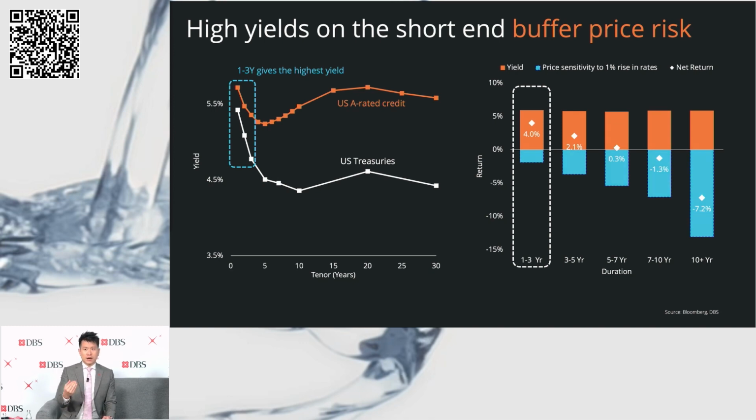Next, if you look at the chart on the right, the short tenor bonds give you a very good margin of safety. So what do I mean by that? If you look at the orange bars here, this represents the type of coupon yield you're getting on bonds of various tenors. And you will notice that all of them are right around 5 to 6%. But if you look at the blue bars, this represents the price risk you have if interest rates rise by 1%.